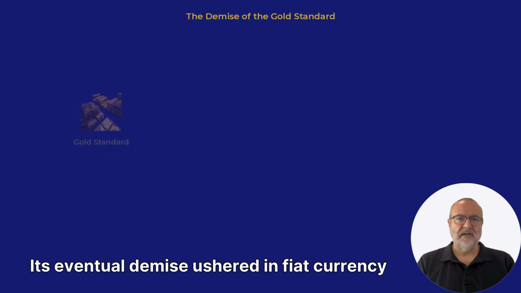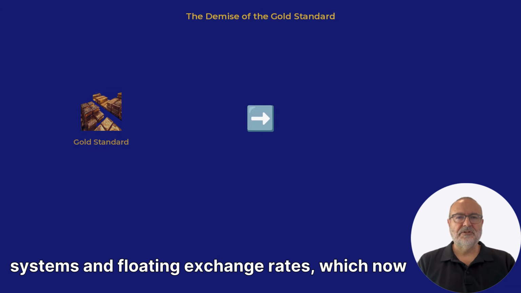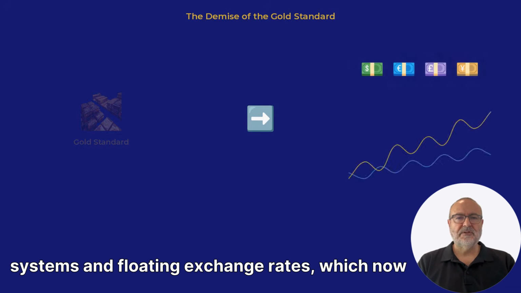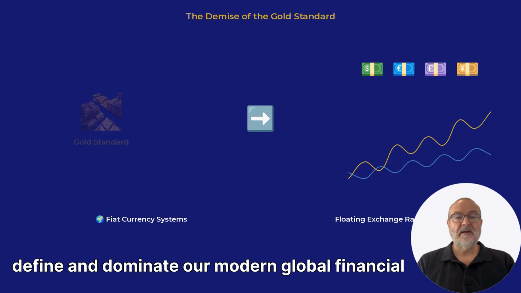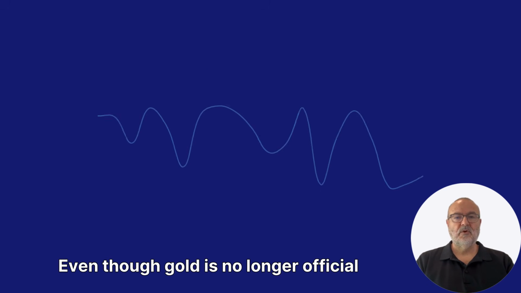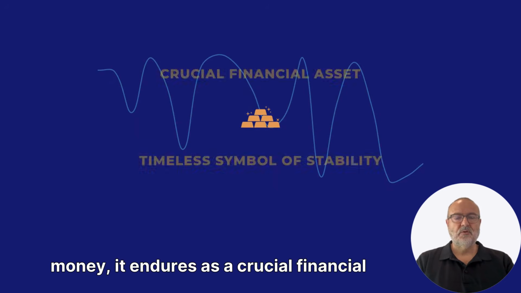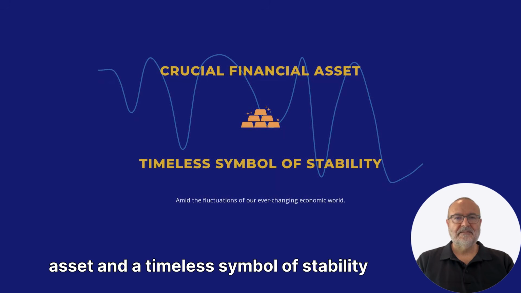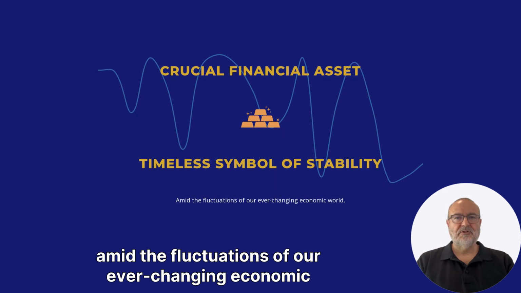Its eventual demise ushered in fiat currency systems and floating exchange rates, which now define and dominate our modern global financial landscape. Even though gold is no longer official money, it endures as a crucial financial asset and a timeless symbol of stability amid the fluctuations of our ever-changing economic world.